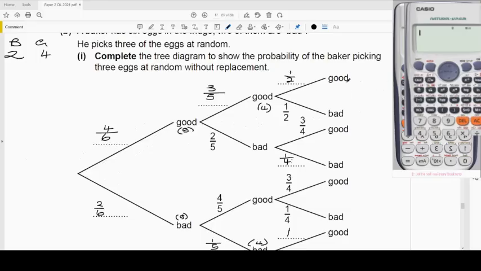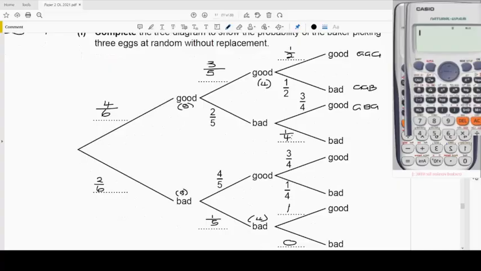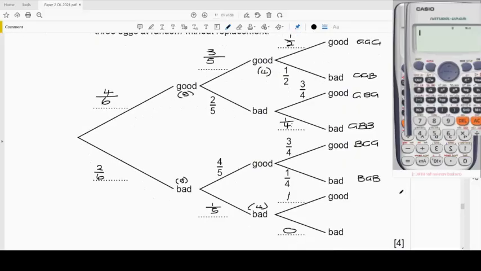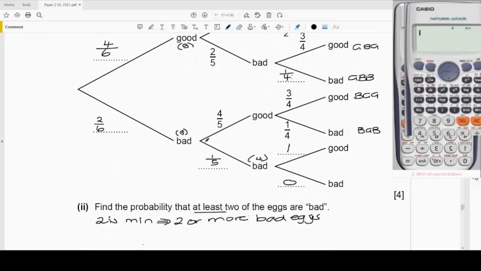The first branch here we have good, good, good. So this one is 3 good eggs. So we can write it like this. This is good, good, good. And the next one, this is good, good, bad. Then we have good, bad, good. Then we have good, bad, bad. Then we have bad, good, good. Then we have bad, good, bad. Then there is bad, bad, good. And then there's bad, bad, bad. So this is B, B, B.